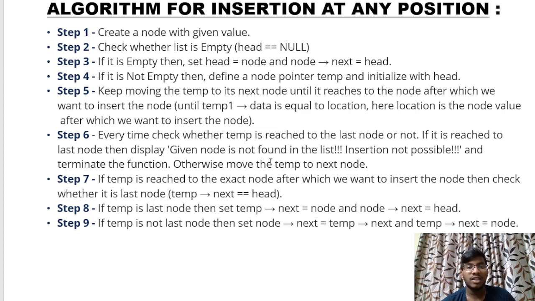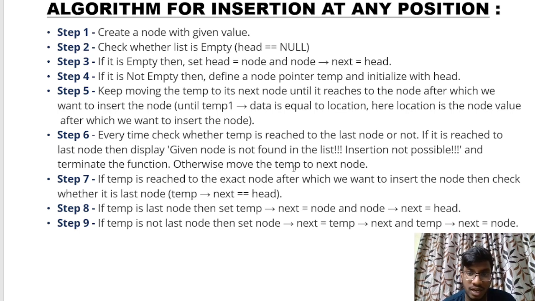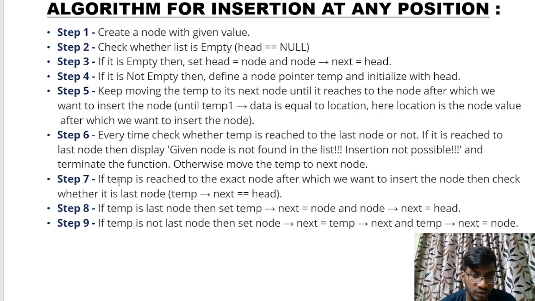Here, when the temp has reached the last node, that is, when we need to insert at the last position, then display that the given node is not found in the list. As we are performing insertion at any position, it cannot be performed at the n-th position. So the given node is not found and the insertion is not possible at that position. If temp has reached the exact node, now this is the main scenario which we want to perform.